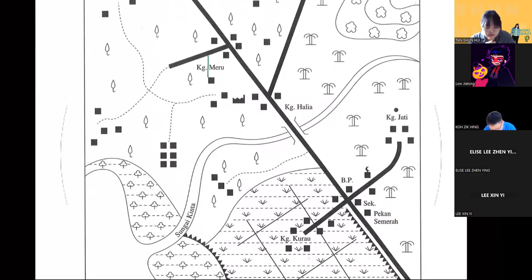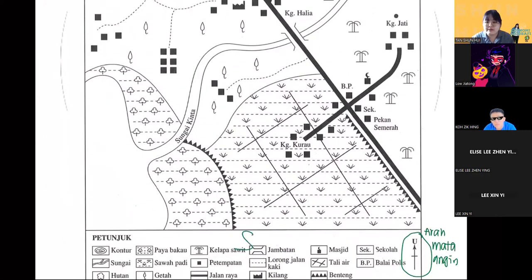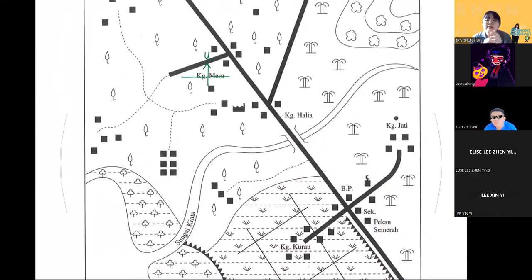Where are we? We are in Kampung Meru. So we need to draw a compass like that, because they show you it's upright. Then you ask yourself, now what direction is Halia? This is how you find your answer. So Kampung Halia is in which direction?